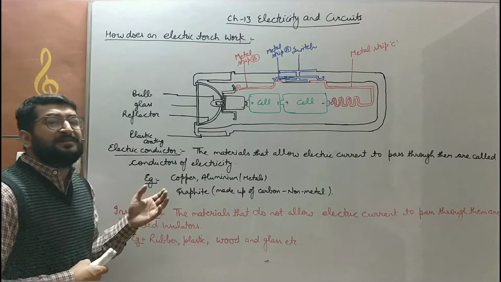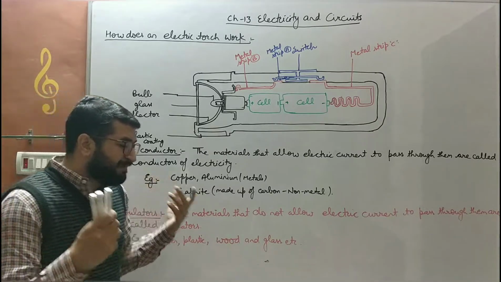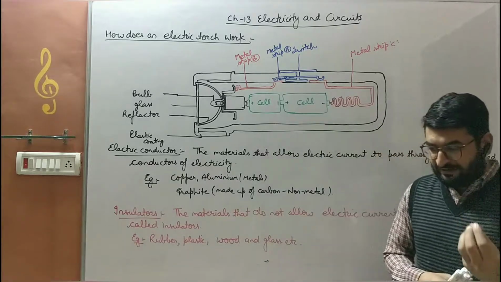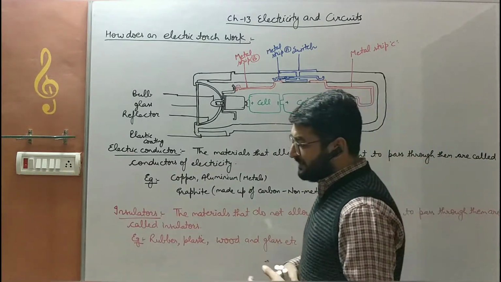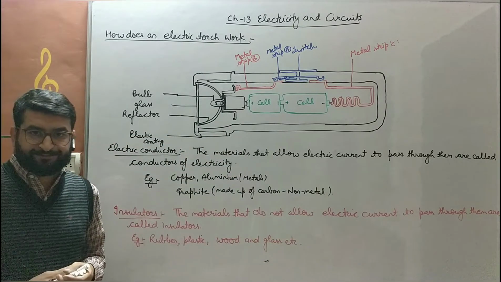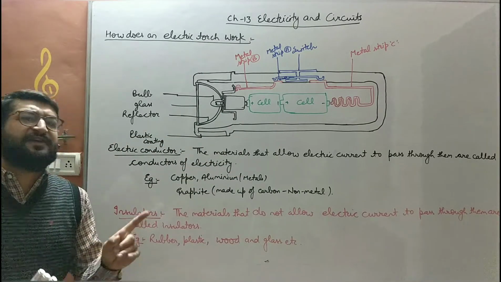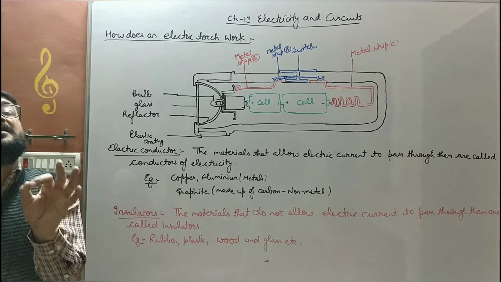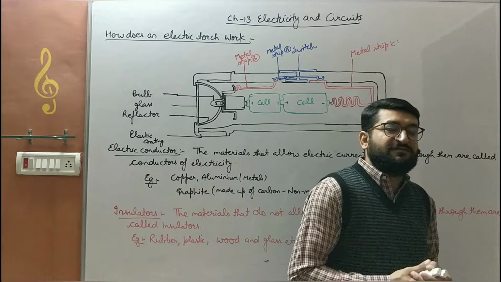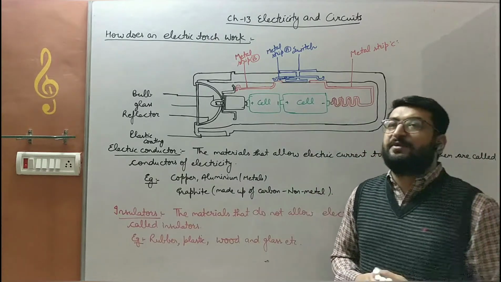For example, the metals. Metals are the best conductors of electricity. Copper, silver, aluminium, these are the metals. Iron, it is a metal, and they are the best conductors of electricity. Among these, if we have to choose one, silver is the best conductor of electricity. After silver, copper. The second one is copper.